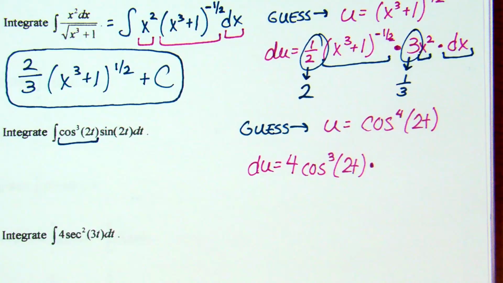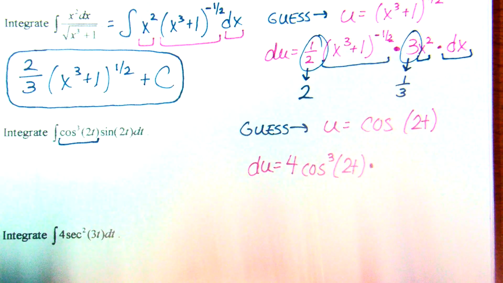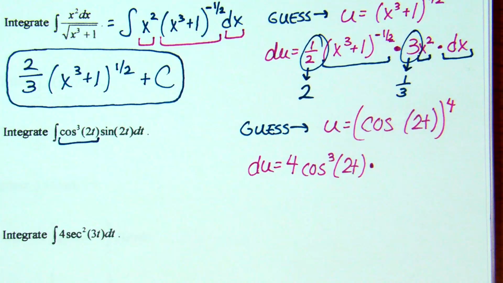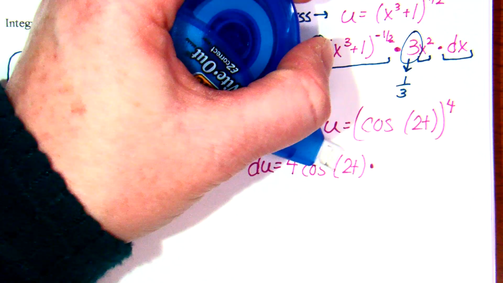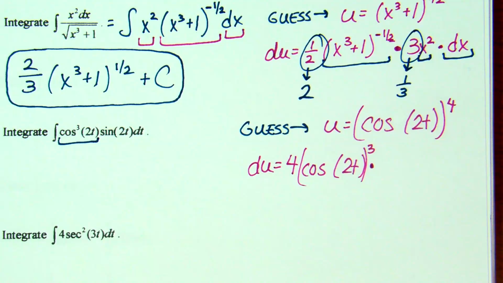Where's my whiteout? What I probably should have done here is forced you guys to think like this. Cosine 2t to the 4th. Because if you do cosine 2t to the 4th, you can more clearly see the insides is not just the 2t, but cosine of 2t. So if you see it coming, there's a double chain rule here. So derivative of something to the 4th, 4 something to the 3rd, times the derivative of something.